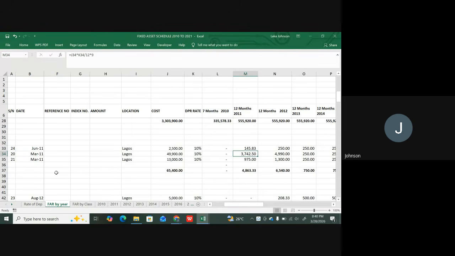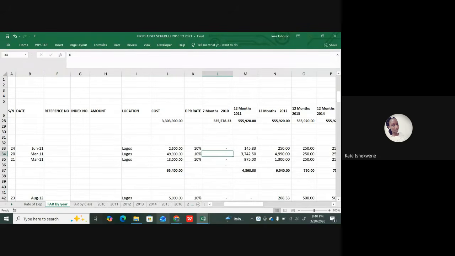All right, so it's supposed to be 12 times 10 in order for us to get 10 months. Am I right? Everybody on the call, am I right? Accountant on the call, when an asset is purchased in March, how many months is that? Can I try that? Yes.